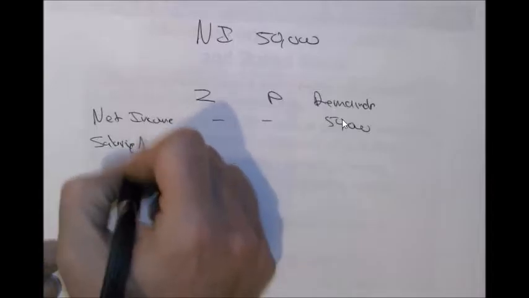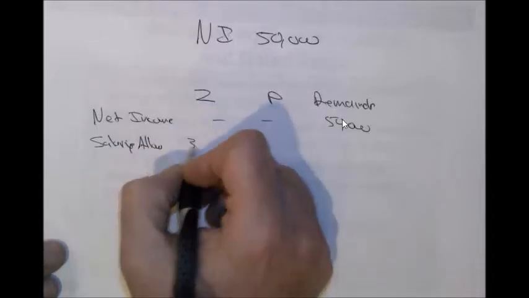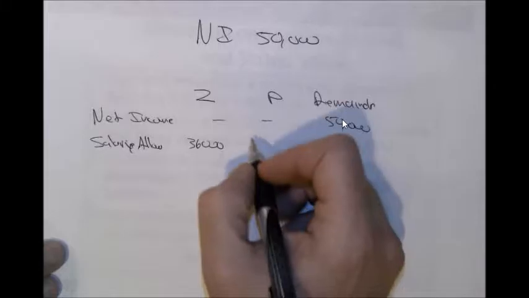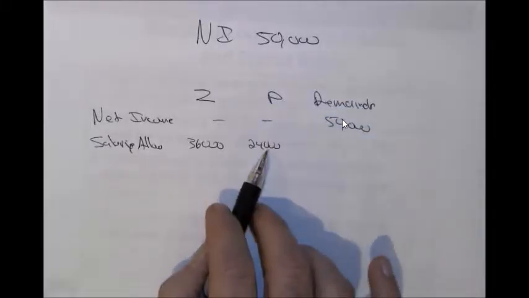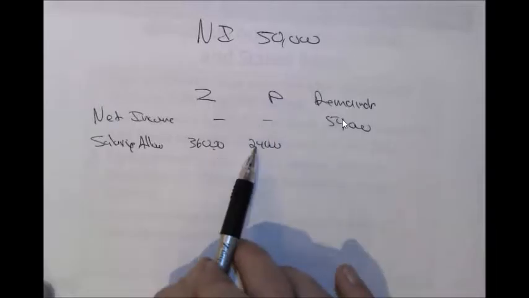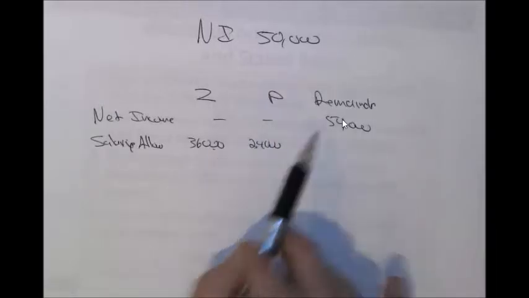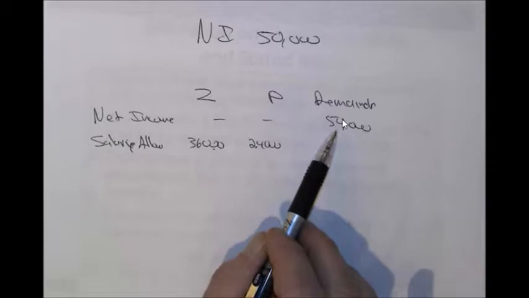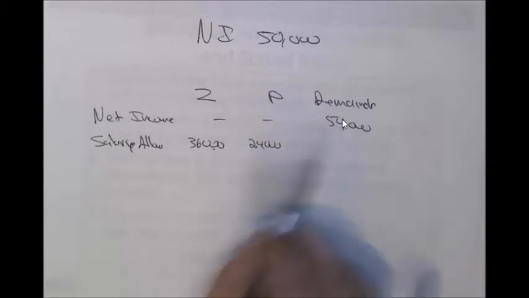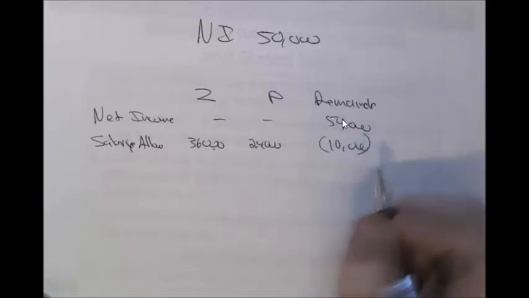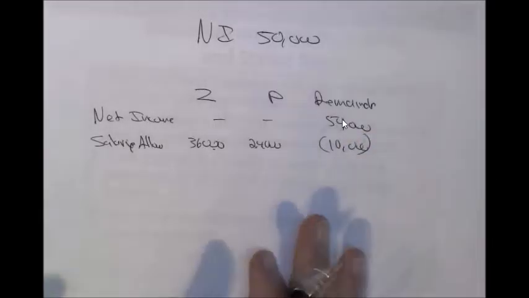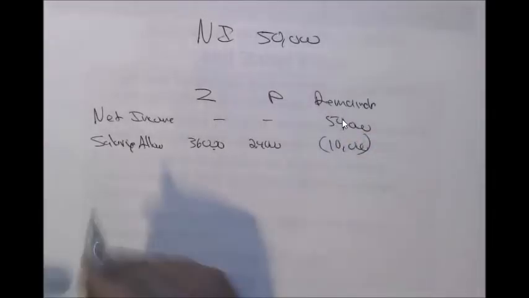Salary allowance is $36,000 for this person and $24,000 for Perez, right? Now watch what happens. 36 plus 24 is $60,000, right? We've only got 50,000 here. We still just do the math, right? 50 minus 60 gives us what? A $10,000 negative, right? So now that's a negative number.